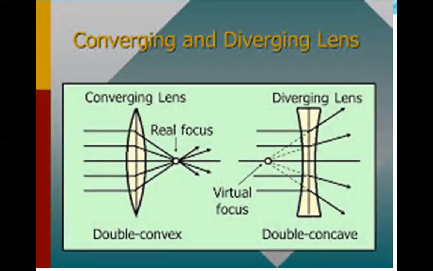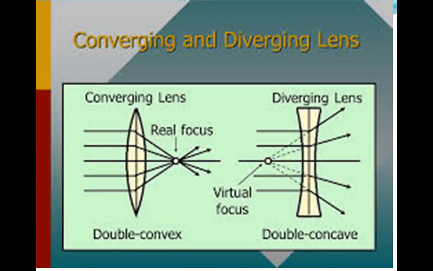Now, what is the difference between real focus and virtual focus? As we had discussed earlier, in a converging lens or convex lens, the rays of light actually focus at one point. That point is the focal point, and this focus is known as real focus because in reality, the rays of light are going to converge at one point.